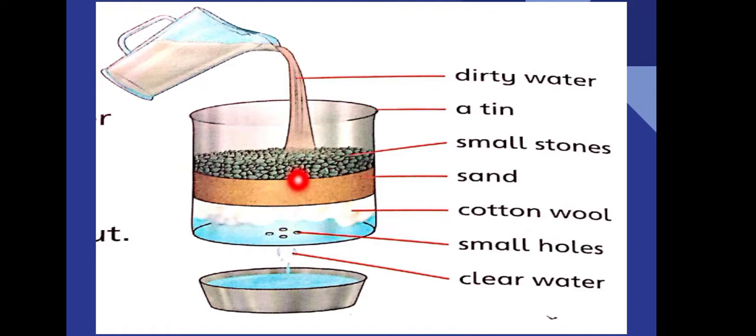We get clean water by filtering through this natural filter. So I hope you have understood this picture, and here they have labeled the things for you. This is the dirty water, or you can call it the muddy water. This is a tin which we have used to make the layers for the filter. The first layer is made from small stones. The second layer is made from sand, and the last layer is made from cotton wool. And here they have made some small holes, and at the end we can get the clean water. So I hope you have understood this picture.